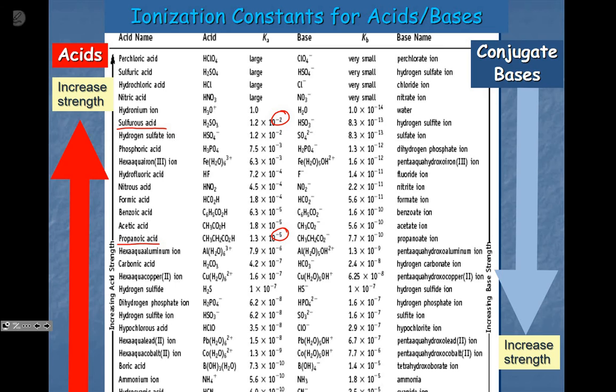Same thing with base. If I were to compare the fluoride ion with the hydrogen phosphide ion, I would look and say, okay, this one has a negative 11 and this has a negative 7 Kb. So my hydrogen phosphide ion is a stronger base than my fluoride ion.